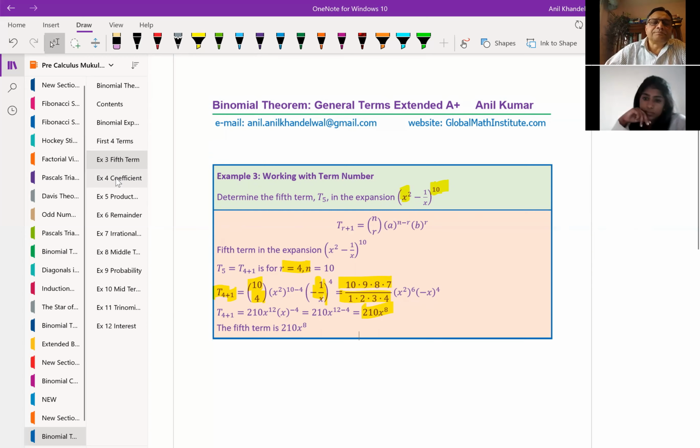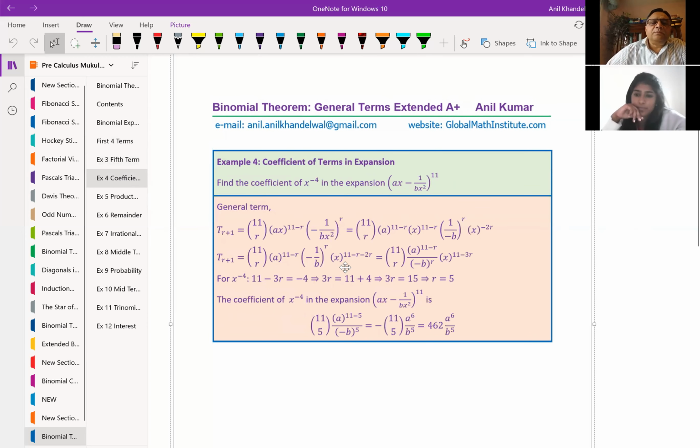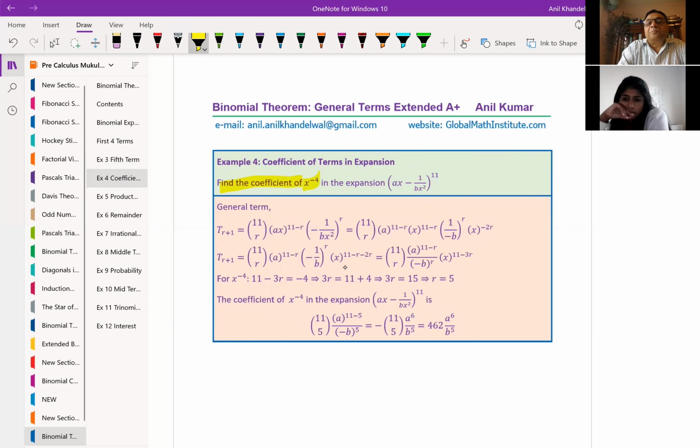Clear? Example number 4, coefficient of terms in the expansion. So find the coefficient of x to the power of minus 4 in this particular expansion, right? So ax minus 1 over bx squared. Since we are looking for x to the power of minus 4, let's find a general term. In the general term, we'll just equate the index with minus 4 and find what the r value should be, right? We'll figure out r value. n is known to us as 11, right?